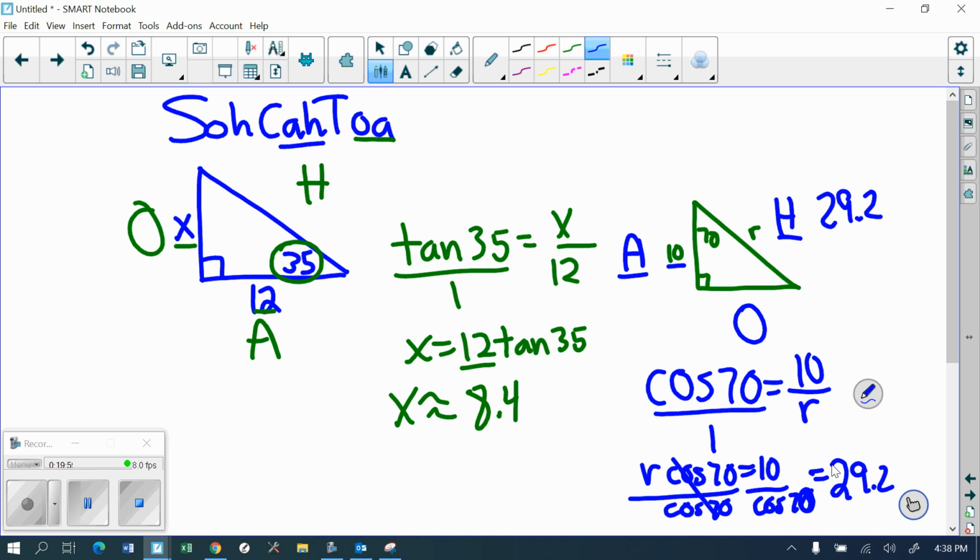One thing to know, if that's 70 degrees, this is 20 degrees, it's called the complement. Remember, those are complementary angles. Since I've already used 90 up in a triangle, 180 minus 90 is 90 left. So these two angles must add to 90. That's the definition of complementary.